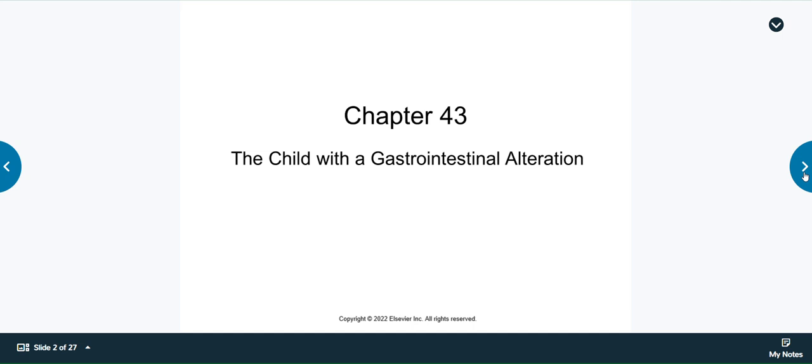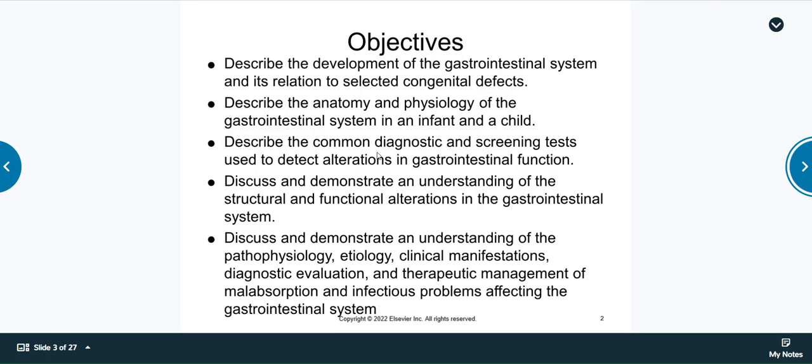43. The child with a GI alteration. Objectives: describe the development of the GI system and its relations to selected congenital defects. Describe the anatomy and physiology of the GI system in an infant and a child. Describe the common diagnostic and screening tests used to detect alterations in GI function. Discuss and demonstrate an understanding of the structural and functional alterations in the GI system.